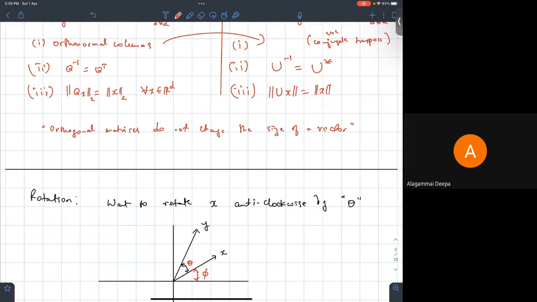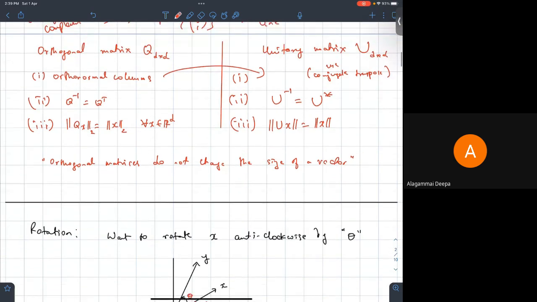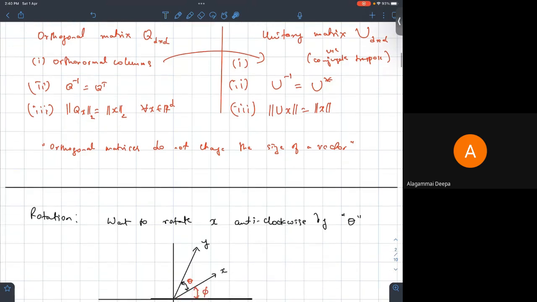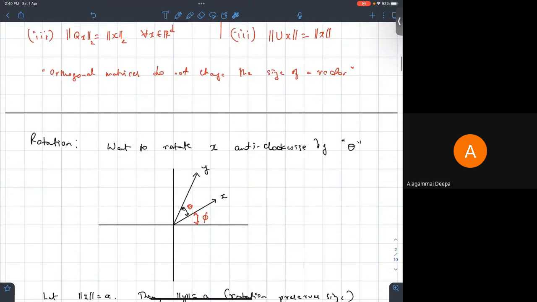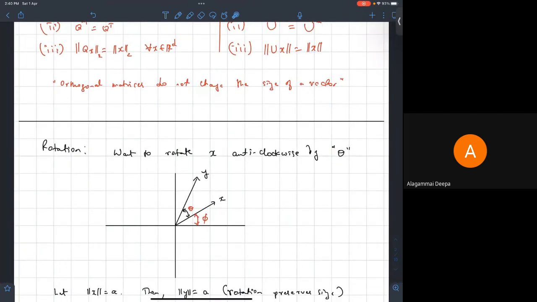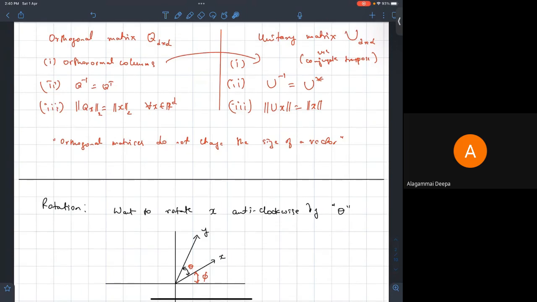All right. The important thing I want you to note from a geometric viewpoint is, if x has a certain length, and I apply Q or a U, it won't change the size. What could happen is it could be rotated, but it won't change the size. Is that point clear? That's the geometric implication of this property 3. So both the matrices will preserve the length. Yes, both will.